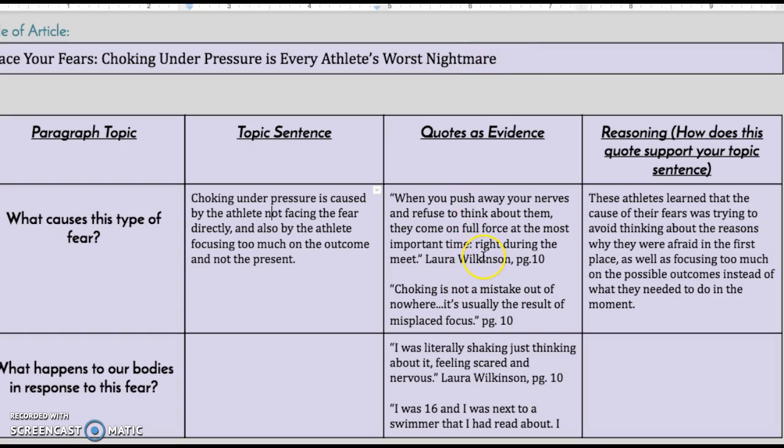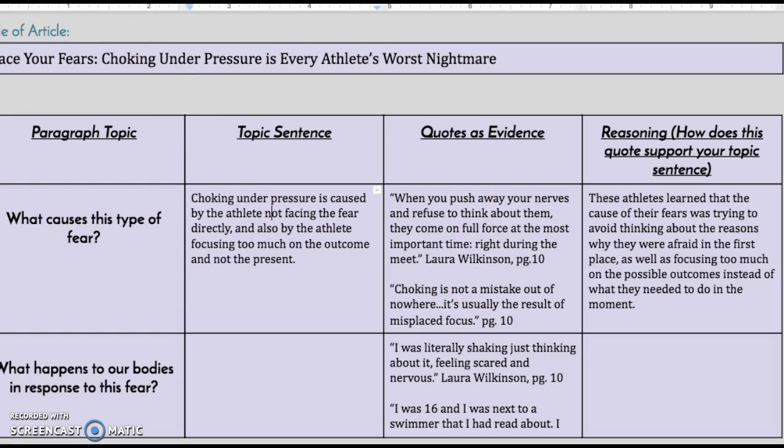If you're doing a different one, you're going to have to do this on your own and figure out which quotes will work. But as far as evidence goes for this article, what causes this type of fear, we found these 2 quotes here. One from the Olympic diver where she was talking about how she realized her nerves were caused. And then another quote right here. So it was easier for us to start with those quotes.